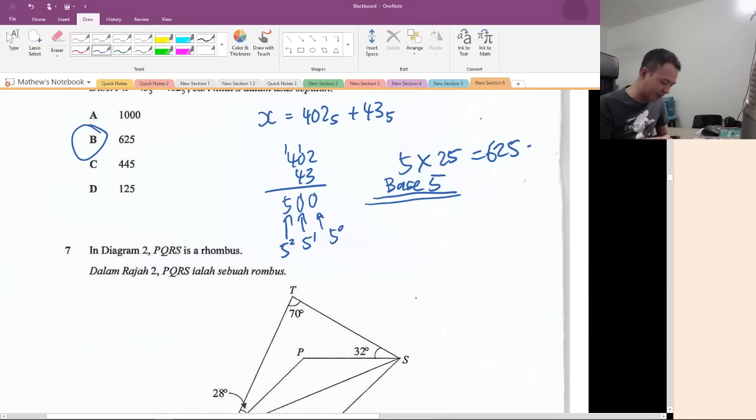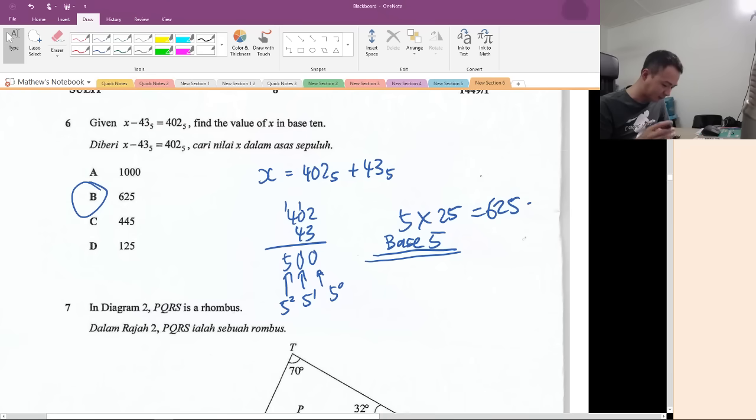Am I multiplying anything wrongly here? The marking scheme says it is D, 125. Oh yeah, it's 125. I just didn't use a calculator.